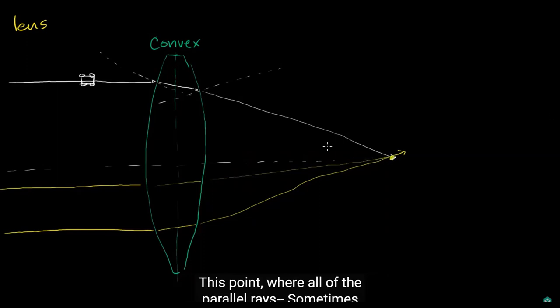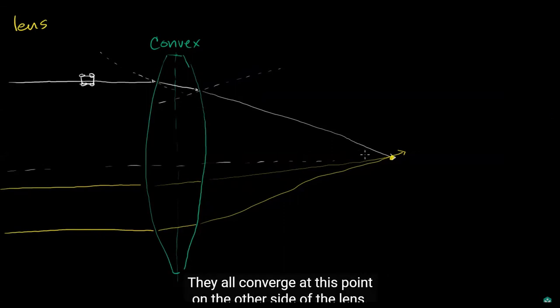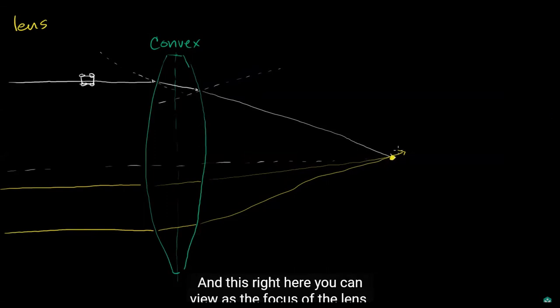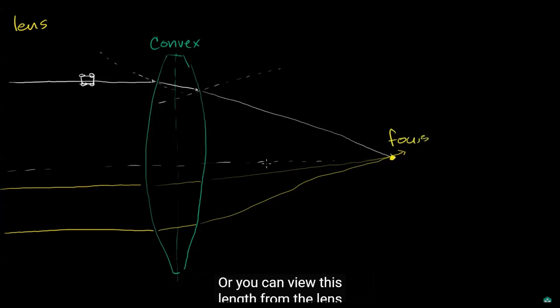This point, where all of the parallel rays converge, sometimes you'll hear them talked of as collimated rays. Those are rays of light that are roughly parallel. When they all converge at this point on the other side of the lens, they're essentially all being focused on that point. And this right here, you can view as the focus of the lens. Or you can view this length from the lens to that point as the focal length.